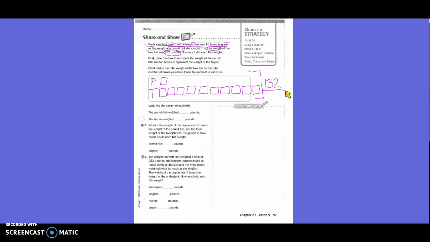So we're going to take what, guys? So we took our 132 divided by 11 and got 12. We put 12 in each box. The permit fish weighed 12 pounds. The tarpon weighed 120 because we took 12 times 10.